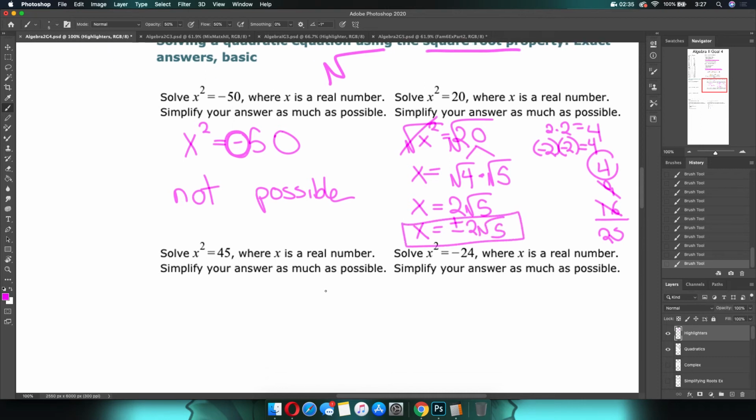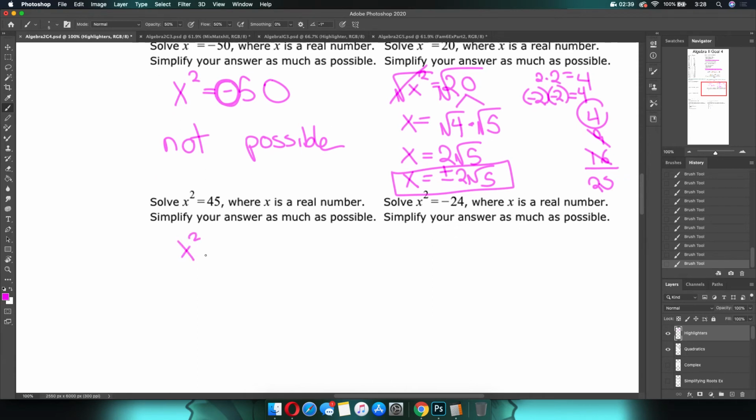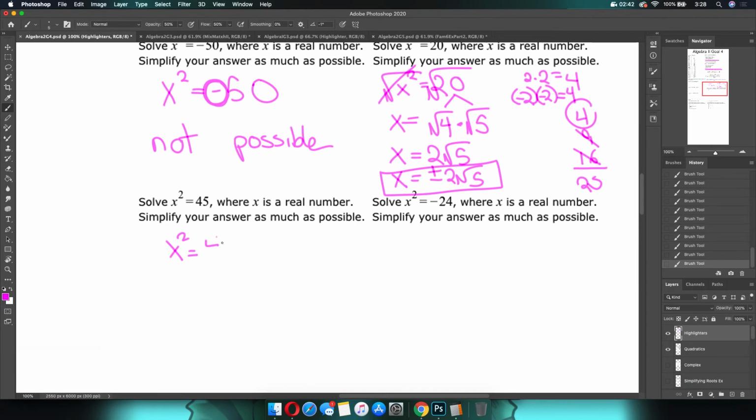Scroll down a little bit. So now we have x squared equals 45. Again, we're going to take the square root. 45, let's see here. 7 squared is 49. That's too big. 36, no. 25, no. 16, no. 9, yes. 45 is 9 times 5.